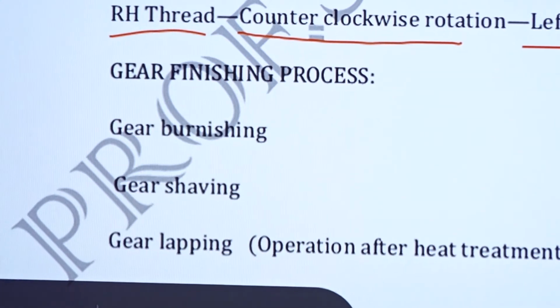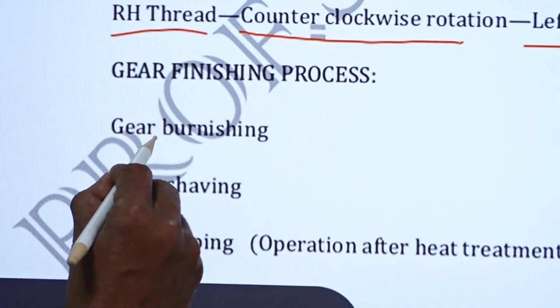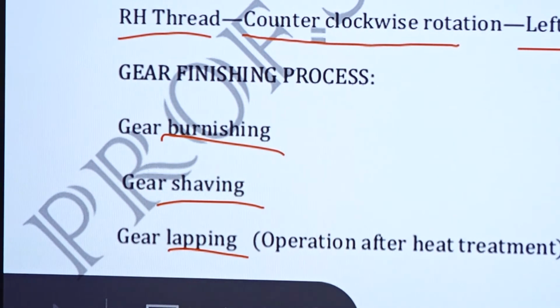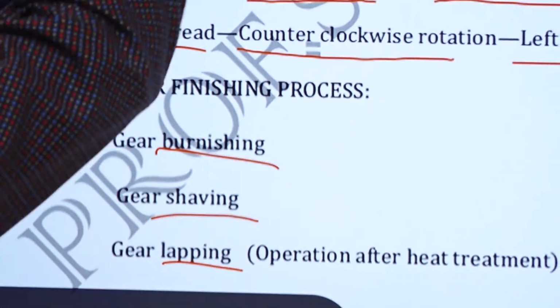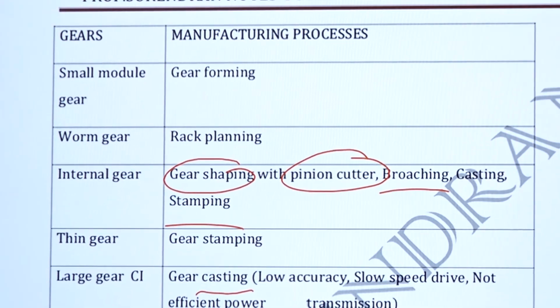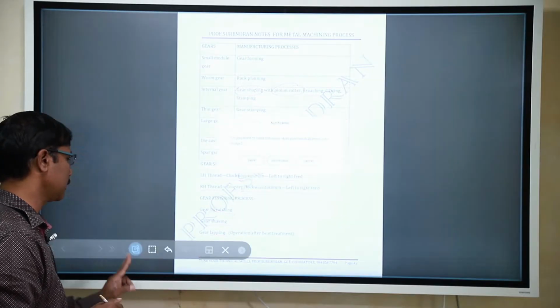And we have gear finishing operations. Gear finishing operations are gear burnishing, gear shaving, and gear lapping. These are all gear finishing operations. The earlier processes are gear manufacturing operations, and this one is the gear finishing process.